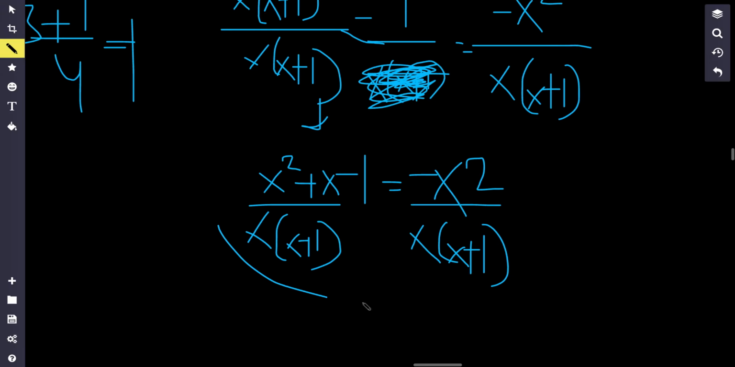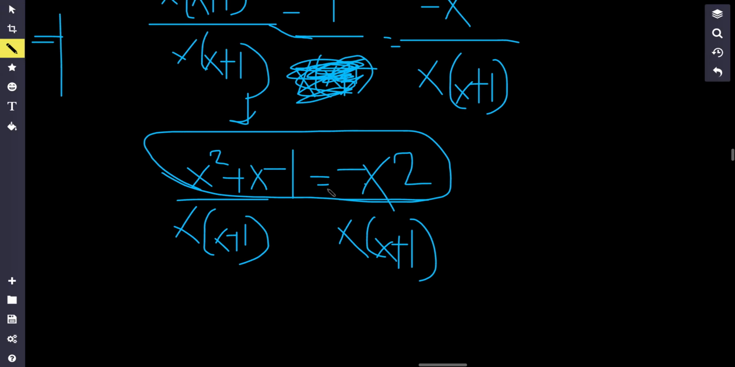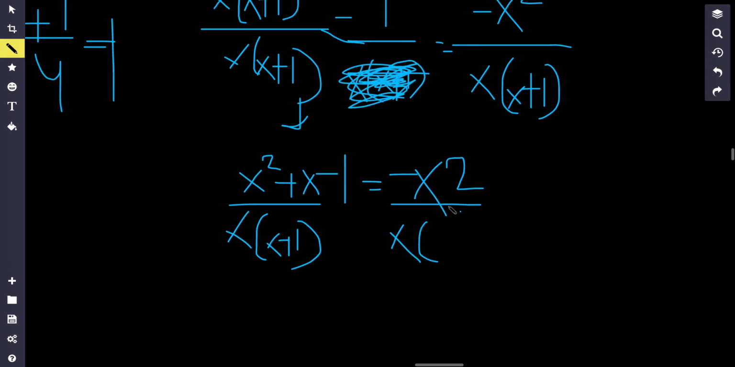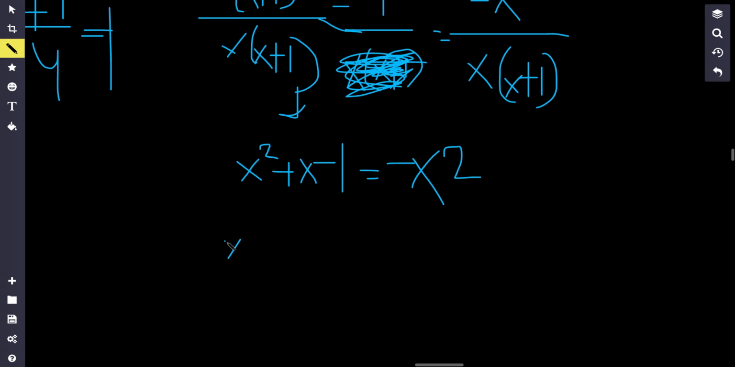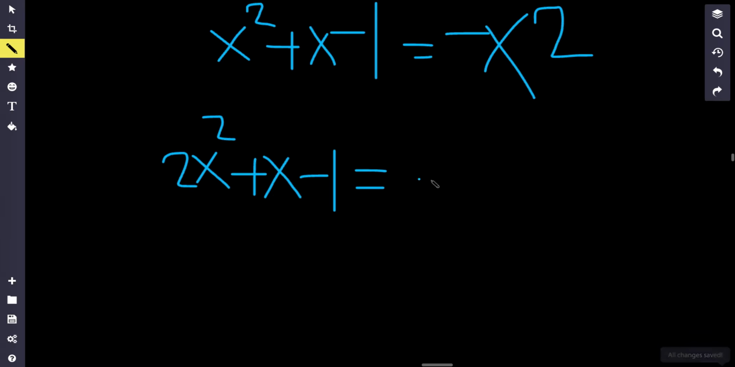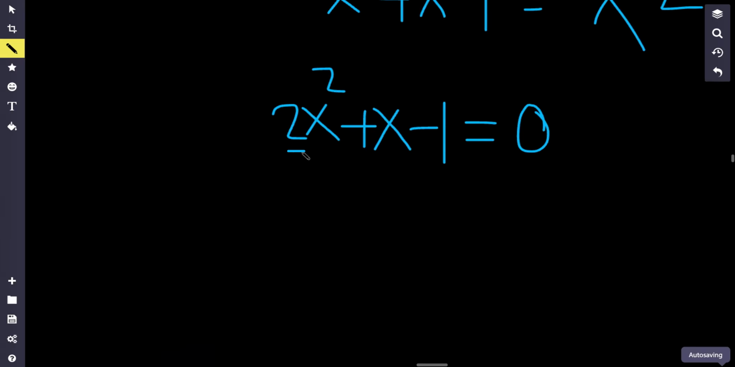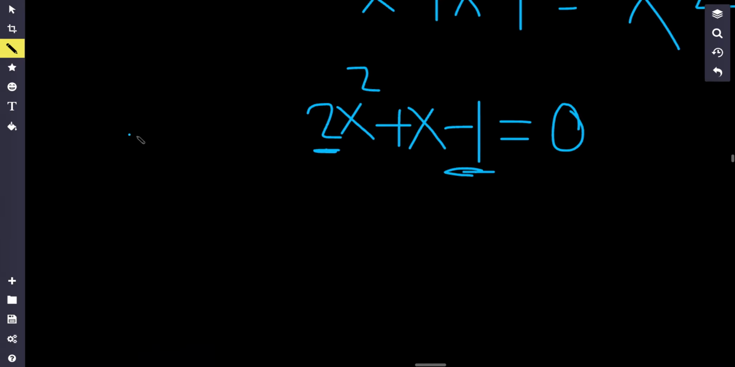Now, because our denominators are equal to each other, we can set the numerators equal to each other, and we're going to get just this. If I add x squared to both sides, I just get 2x squared plus x minus 1 is equal to 0. And I'm pretty sure we can factor this by grouping. So if I multiply the first term and my last term, I'm going to get negative 2.